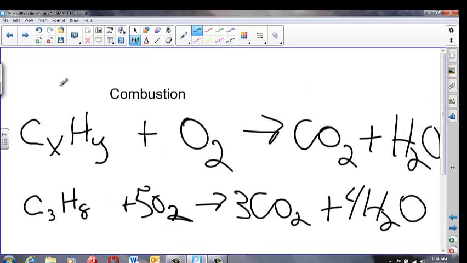Combustion. A hydrocarbon, that is something made of hydrogens and carbons, plus oxygen goes to CO2 plus H2O. That's it.